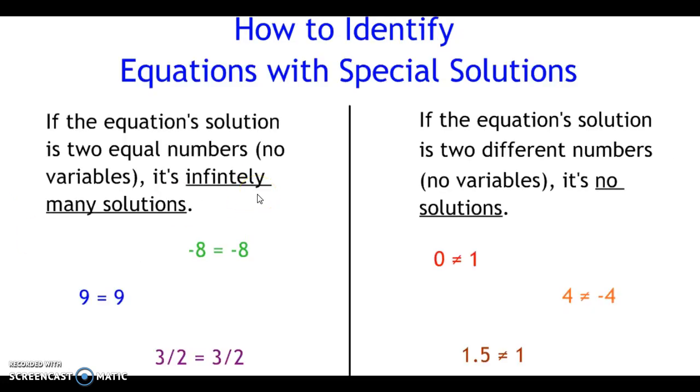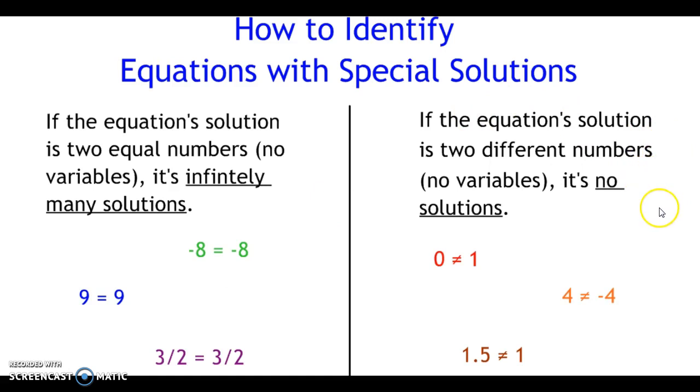There are pretty easy ways to identify equations with special solutions. I know that if I solve an equation and it gives me two equal numbers at the end with no variables, it's going to be infinitely many solutions. Some examples are -8 equals -8, 9 equals 9, or 3/2 equals 3/2. Regardless of whether they're fractions or decimals, if they're the same exact value and there's no variables, that means it has infinitely many solutions.